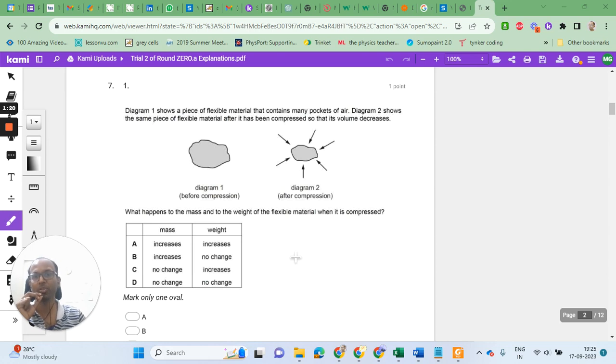The amount of matter in the sponge remains the same, and so even though density increases, the mass remains the same, and the weight is mass times gravitational field. The gravitational field remains the same at the same location on the Earth, so the weight also remains the same. So the answer is D, no change.